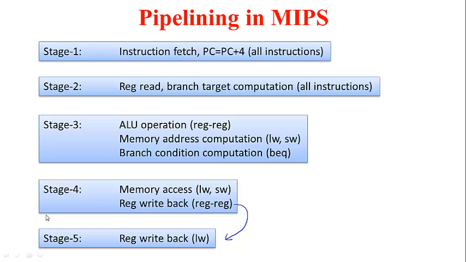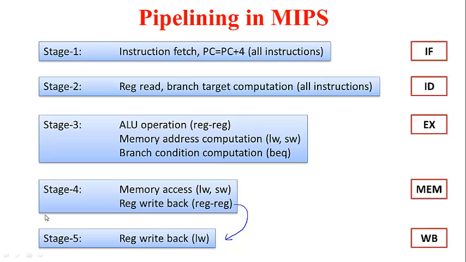Well, why are we talking about uniformity of all of the stages for different instructions? The reason is that uniformity enables good pipelining. Variability is bad for pipelining, while uniformity is good for pipelining. While talking about pipelining in MIPS, we are going to name the 5 stages as follows. The first stage, we are going to name it IF, which stands for instruction fetch. The second stage, we are actually going to call it ID, which stands for instruction decode.